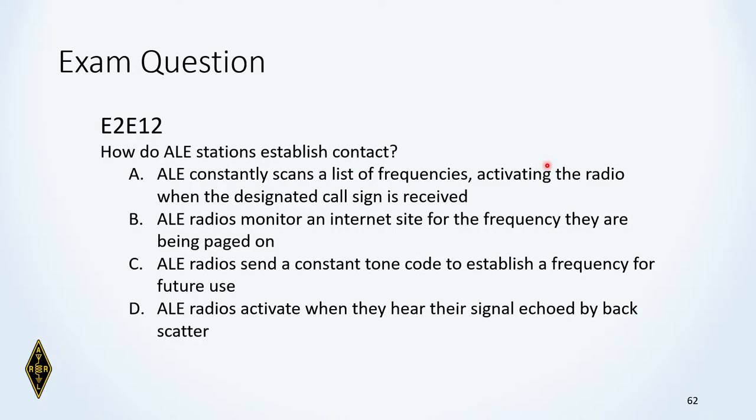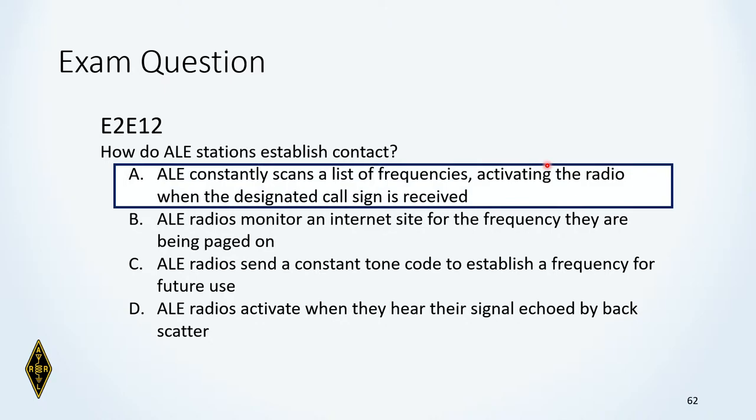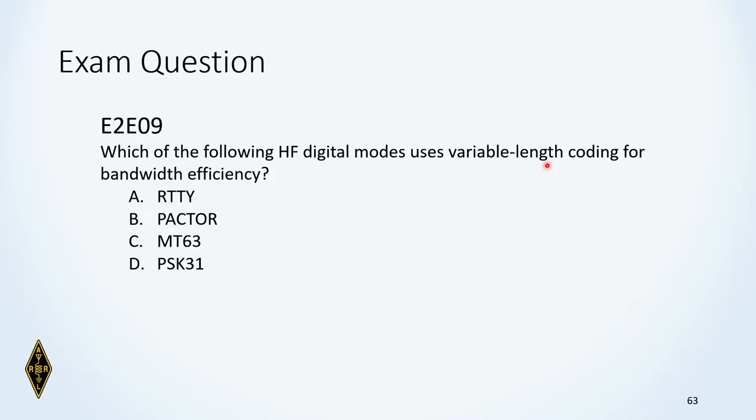How do automatic link establishment stations establish contact? Scan the frequencies. Alpha. They scan frequencies that are agreed between the two and find one that'll work, and then alert the operator. Now, which HF digital modes use a variable length code for bandwidth efficiency? And we only talked about one. Actually, we talked about two with Morse code, but this is a digital code. Remember what it was? Different number of code elements depending upon how frequently the letter was used in the alphabet.